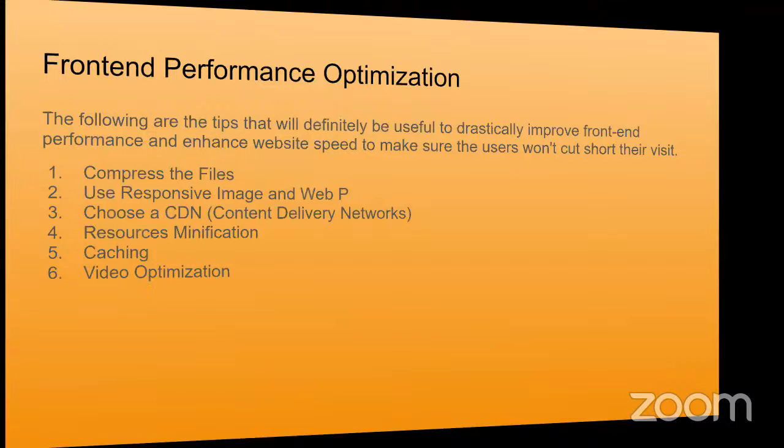The first is compressing the files, the CSS files, the HTML file, and the JavaScript file. Being compressed is one of the tips which can help us achieve this optimization. Another one is the use of responsive images and WebP, that is a web picture format. And also choosing a content delivery network is another way in which we can improve our website responsiveness.